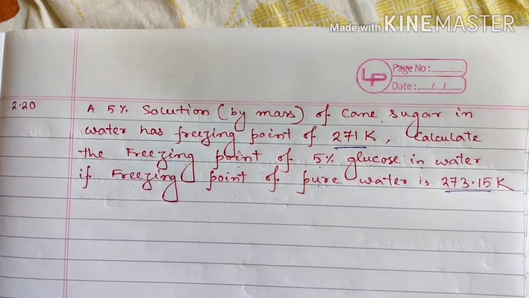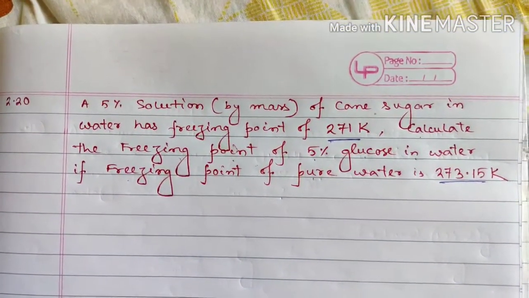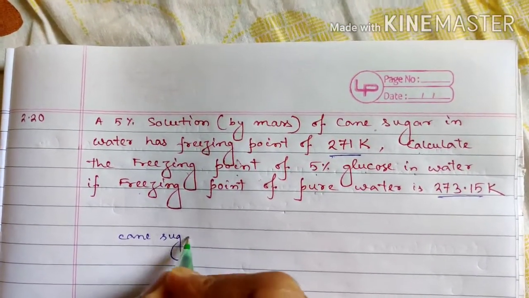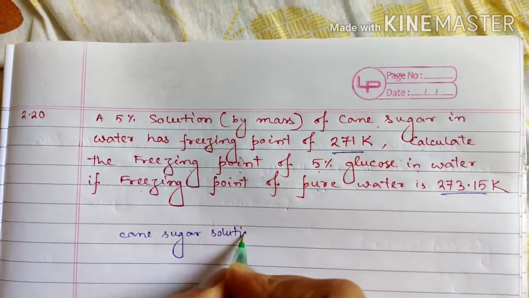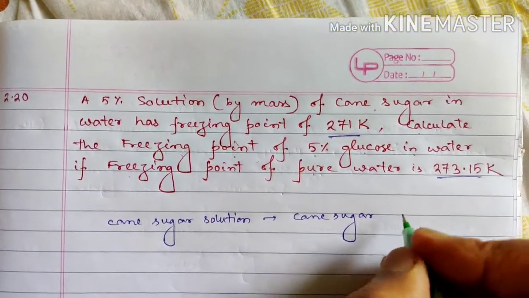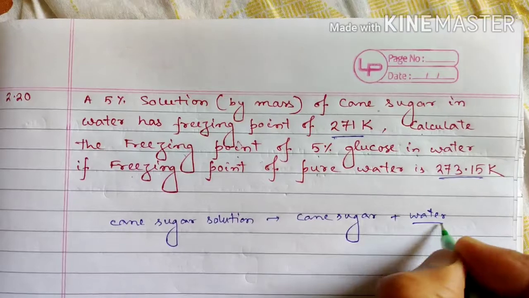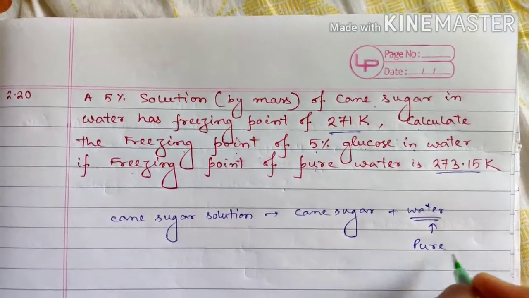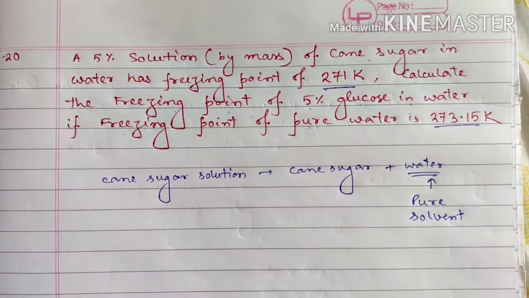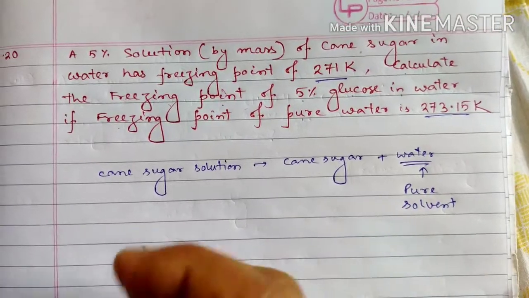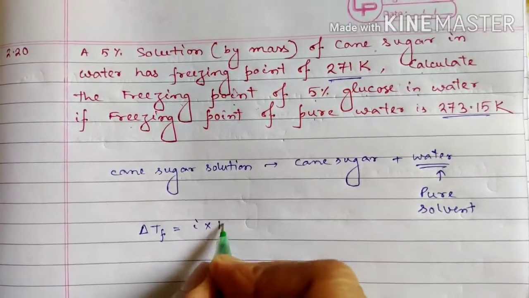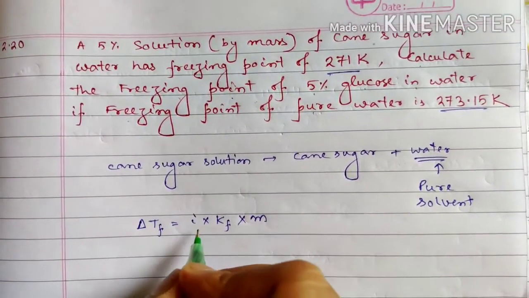Now this question has a few aspects. Do not directly jump into the answer. First of all, a cane sugar solution is there. That means we have cane sugar as solute plus water. Now this one is pure solvent. Then in this particular case we know that delta TF is equal to i into KF into m.